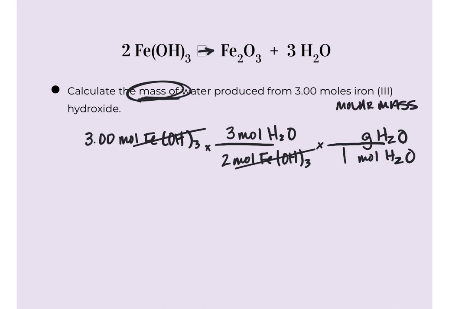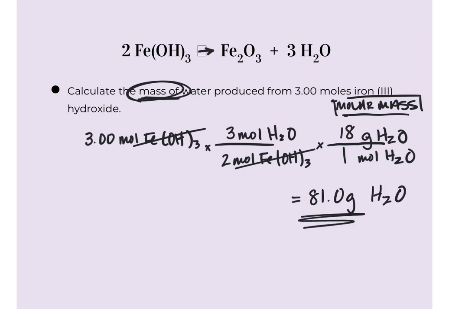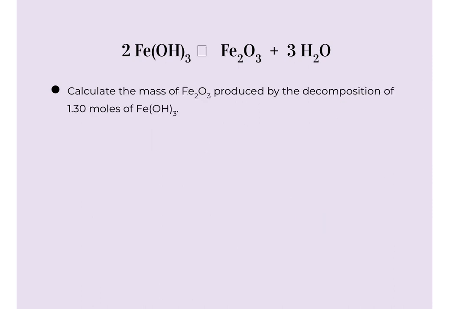Molar mass allows us to go from moles to grams and grams to moles. I know that water weighs 18 grams in 1 mole. So that is equivalent to 81.0 grams of water. This is usable for me in the lab. I can measure stuff out on a scale. So now let's try another one.